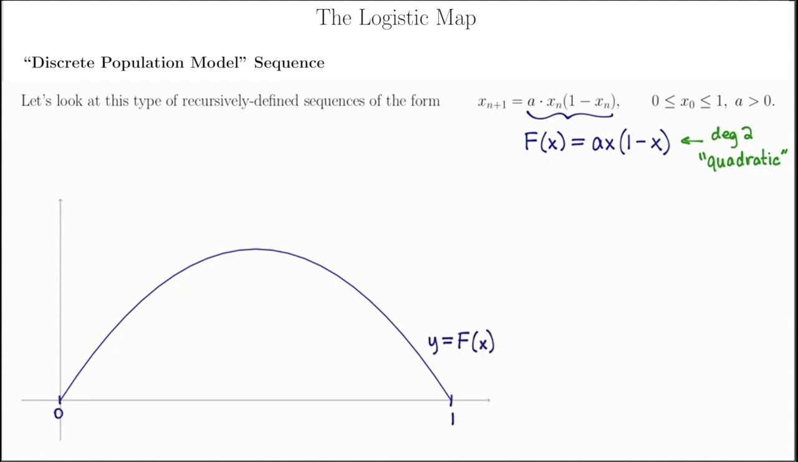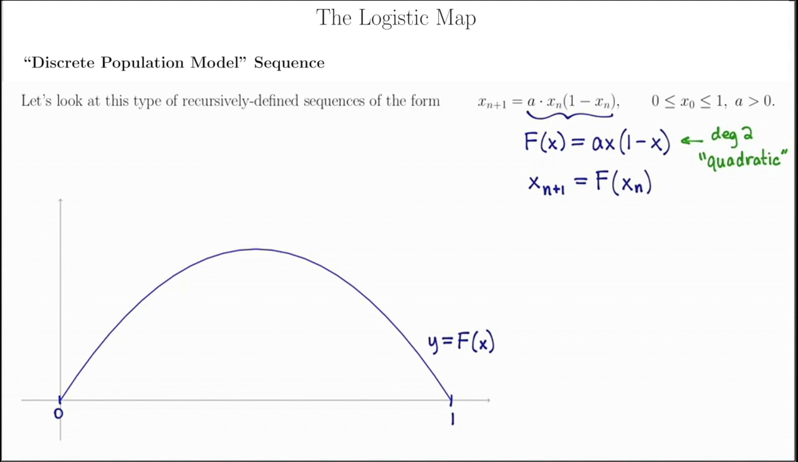Here's the graph of f. If we assume that all of the values in our sequence live between 0 and 1, the only part of the graph of y equals f of x that we'd be interested in is this arch right here from the origin over to the point (1, 0). We can rewrite our recursion as x sub n plus 1 equals f of xn. So to compute the next term in the sequence, you plug the previous term into this function f.